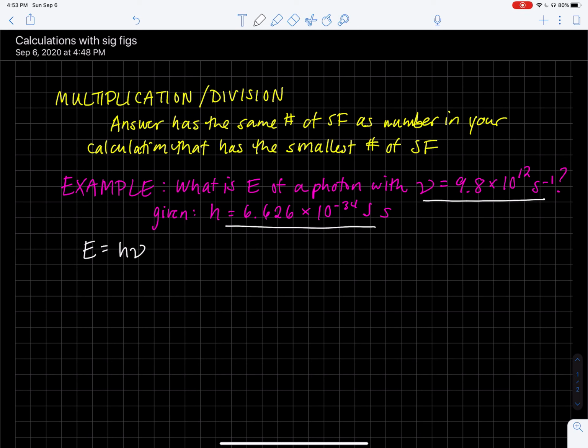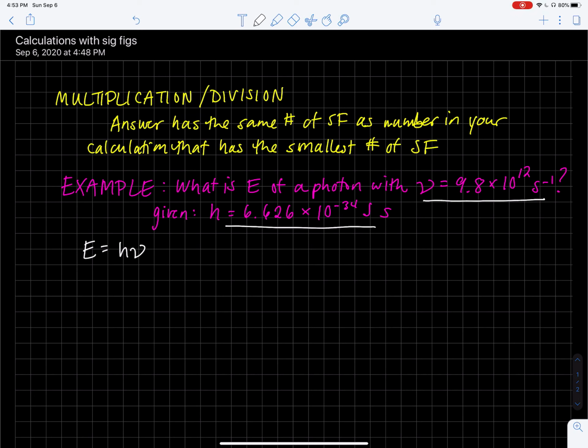All right, so if you want to go ahead and solve this, you can do it. Just a reminder that when you get to changing your answer, you need to round your answer to the correct number of sig figs. All right, so you can stop the video and do this, and then come back when you want to see my answer.